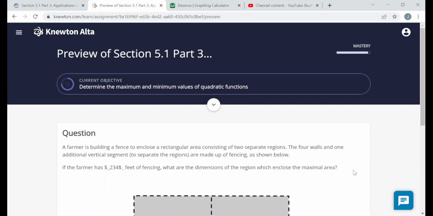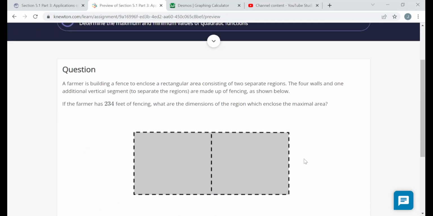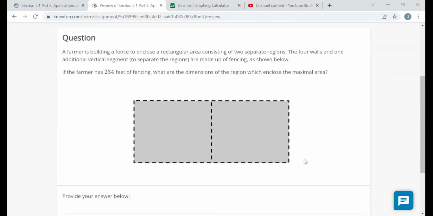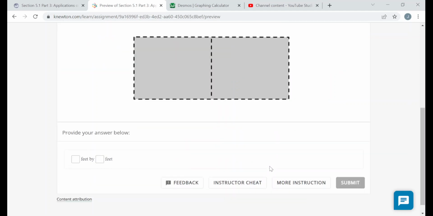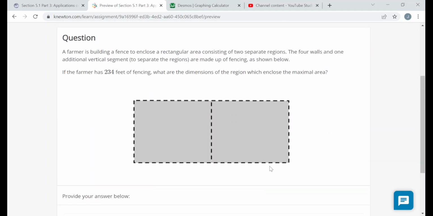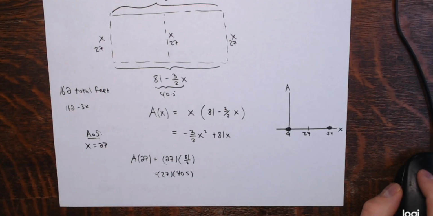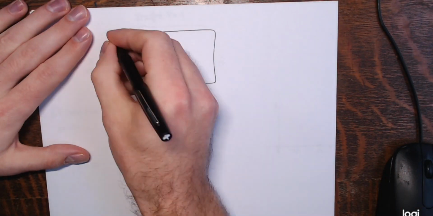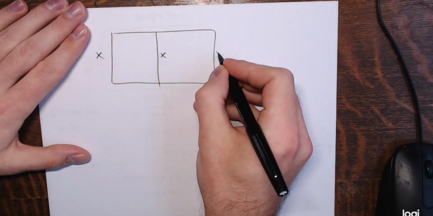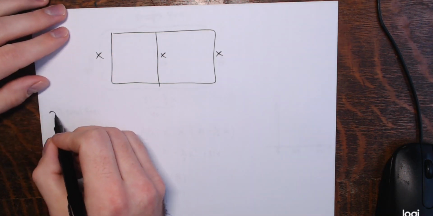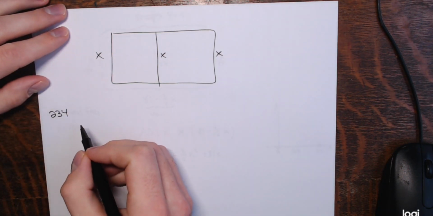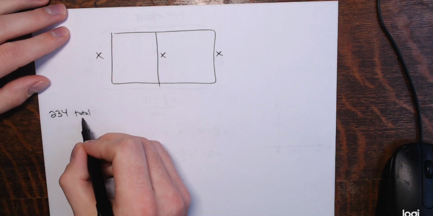And the last question should be from this same, it's the same exact kind of problem. Alright, well, let me just do that again. And again, what are the dimensions of the region that will enclose the maximal area? So pretty much the same picture. Call these x and x feet. They said that this time there are 234 total feet of fencing.